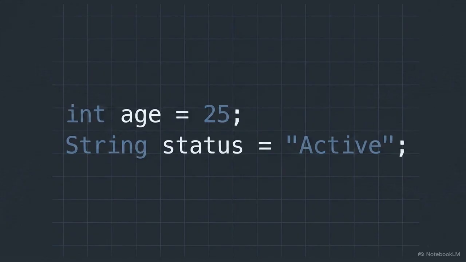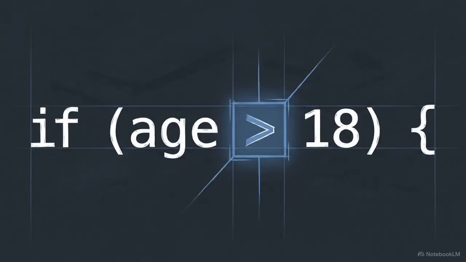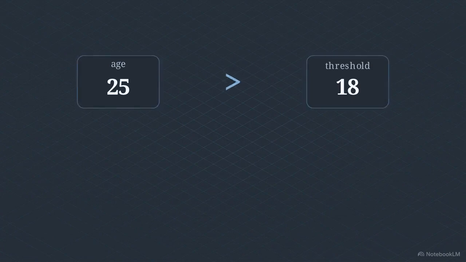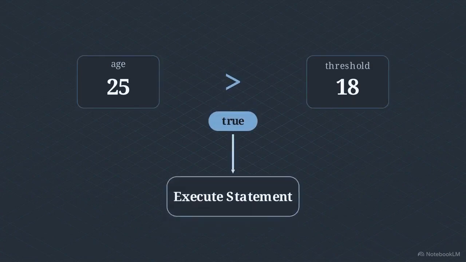This example brings all 3 components together. We have stored data, defined their types, and are now using a relational operator to make a comparison. Because the variable types are correctly defined, the operator can compare the value to the threshold and determine if the code inside the statement should execute.